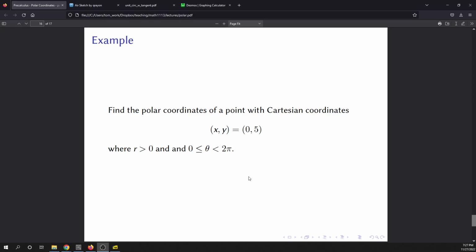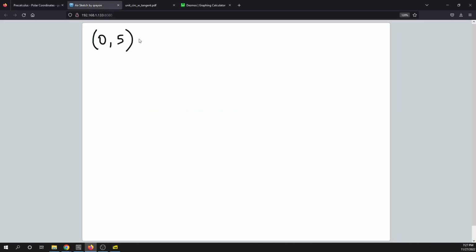In a previous video, we talked about the fact that there are infinitely many possible polar coordinate representations of a Cartesian point. So this will make it so that there's a unique answer if I impose these conditions. Okay, so let's go through this one. The two equations that we'll need here are r squared equals x squared plus y squared, and tan theta equals y over x.